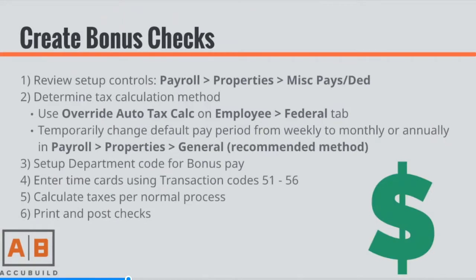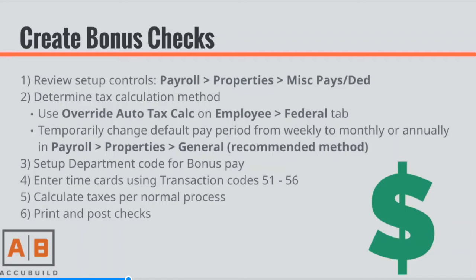You'll want to confirm that you have bonus set up as one of the 6 miscellaneous pays in your payroll properties. Ensure that the W-2 box is marked so it is included in the employee's gross wages on their W-2. You do not need to input the GL account, as the GL account on department code will pre-fill on these transactions. In the documentation, there are 2 ways to override the calculation of federal and state withholding taxes. In this presentation, we recommend using the second method of temporarily changing the default pay period in payroll properties.